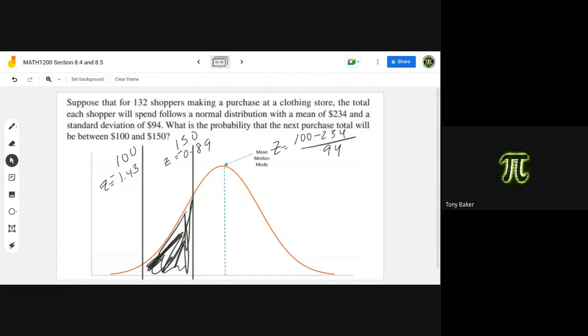So I would do 100 minus 234, and then the 150 minus 234. Yeah, I did the same thing. You don't need the 132 shoppers at all in this case, because this is talking about the amount of money they spent, which in this case is between 100 and 150. We're not talking about shoppers. The 132 is literally there just to confuse you.